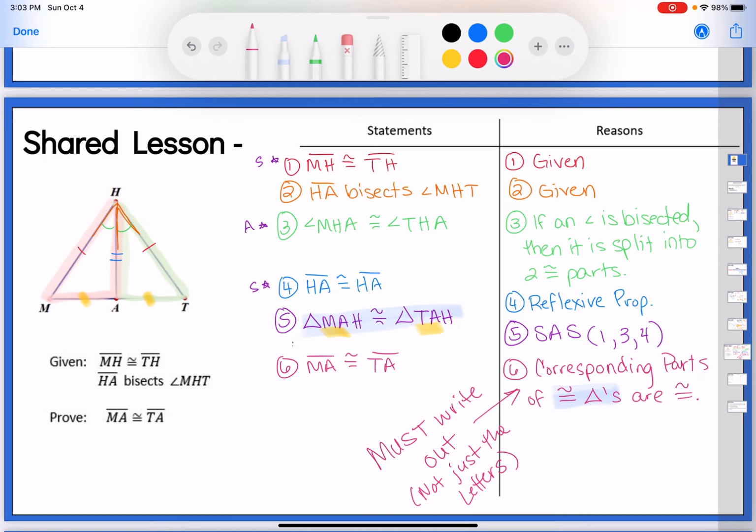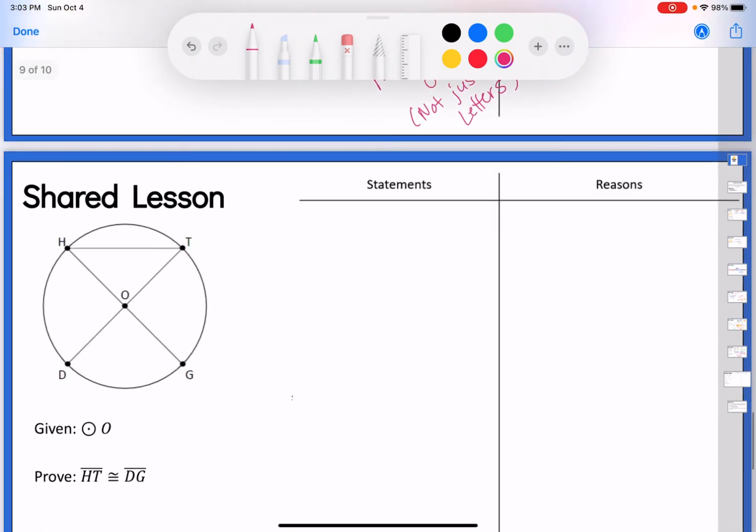All right, that was a practice proof using that idea of CPCTC. So yesterday we learned how to get up to that triangles congruent step. Today we're going to take it one step farther. What else could you say after you get congruent triangles? But make sure that you still have that congruent triangle step in your proof before you take it a step farther. Okay, well, let's see.